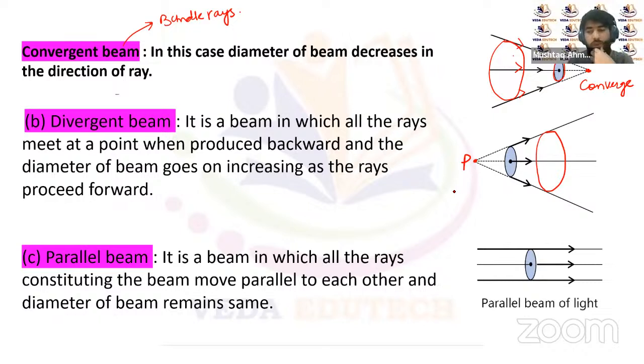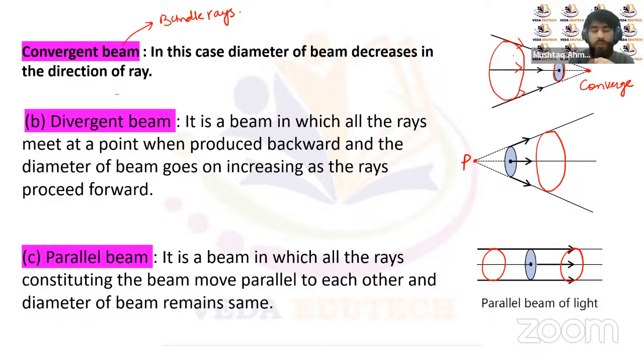Then we have parallel beams of light, in which each and every ray of light is parallel to each other, right? Such rays of light do not converge at all. They do not diverge. So they are parallel to each other, and the direction of a parallel beam of light is fixed. The diameter of a parallel beam of light remains the same, or constant, at each and every point. So these are three types of rays.